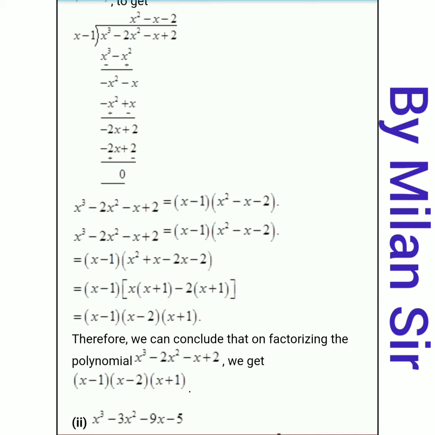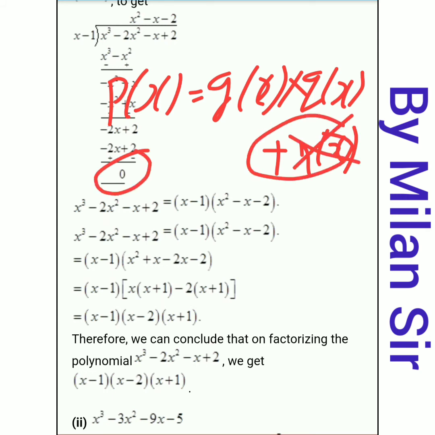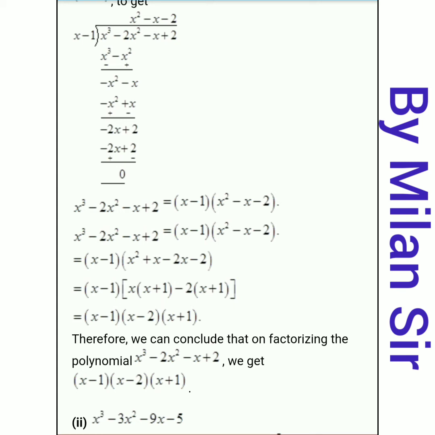Now as per the division theorem, p of x is equal to g of x into q of x plus r of x. Here our remainder is 0, so we do not need to write this. So this is our p of x, this is our g of x, this is our q of x. So we use the division theorem here. Now we need to factorize this. This is our first factor.